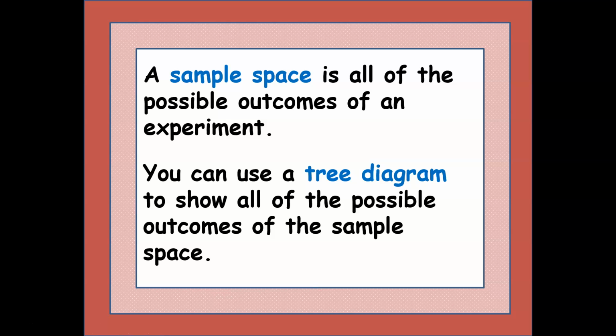Okay, let's start out with today's lesson with a little bit of vocabulary. So our 2 new vocabulary words that we're going to start with are sample space and tree diagram. So sample space is all of the possible outcomes of an experiment. You can use a tree diagram to show you all the possible outcomes of the sample space. So today we'll be learning how to create a tree diagram to show our sample space.